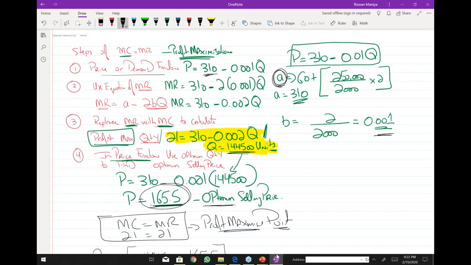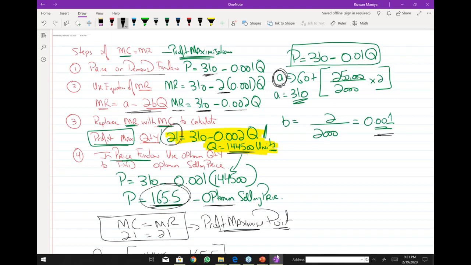Then for MR, I have to use the MR equation, which says A minus 2BQ. So the gradient has been multiplied with 2. So this becomes MR is equal to 310 minus 0.002Q. Okay. And then I've replaced MC with MR.